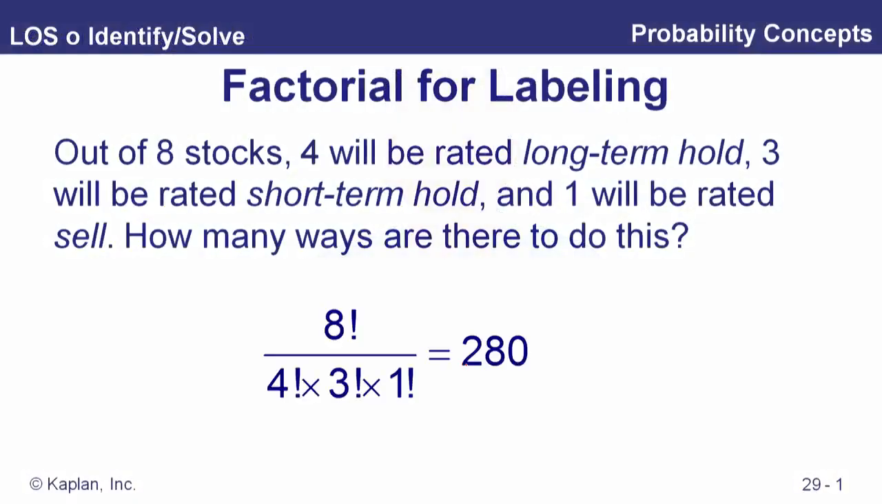So the 4 that are rated long-term hold, it doesn't matter what order they're in, that's just one group. We've got to put these 8 stocks into one group of 4, one group of 3, and one group of 1. That's what we're up to here. And here's the formula for it. It is 8 factorial divided by 4 factorial times 3 factorial times 1 factorial. That is the number in each of our 3 groups. And that comes out to 280. So that's how many different ways we can put these stocks in this group of 4, group of 3, and group of 1.